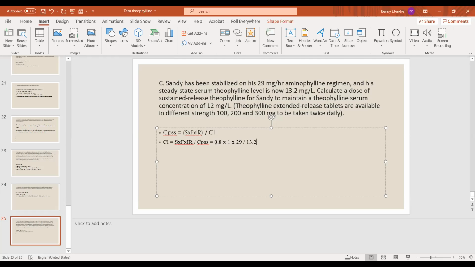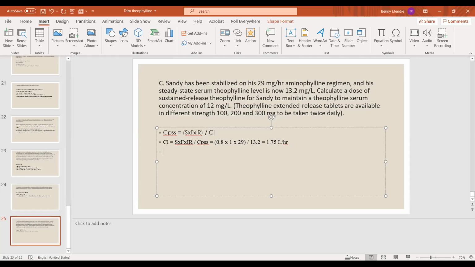So can you help me? 1.75 liter per hour. So you see this is the patient's own clearance, which is lower than population clearance. So a bit lower.